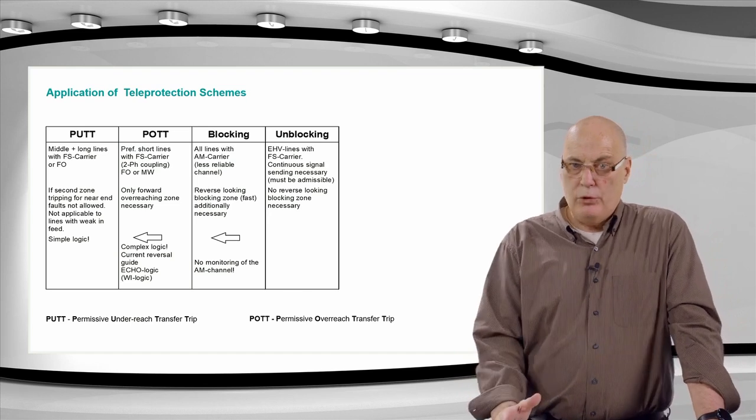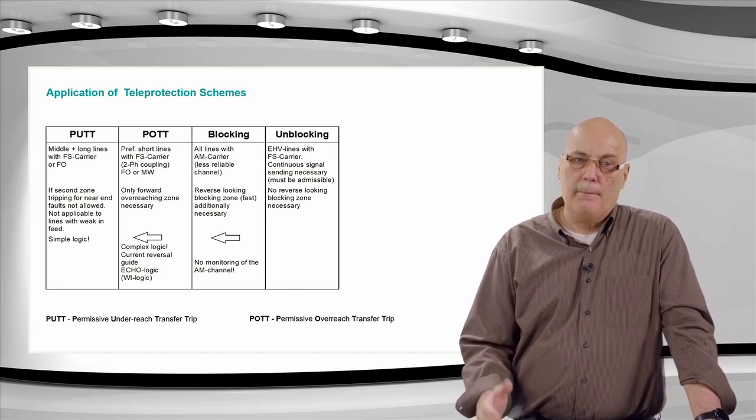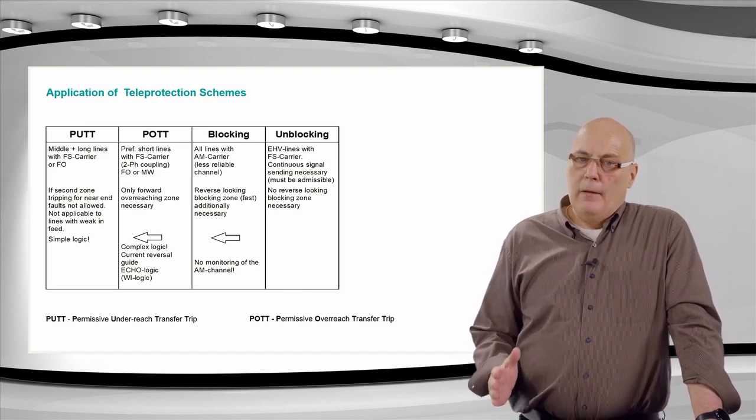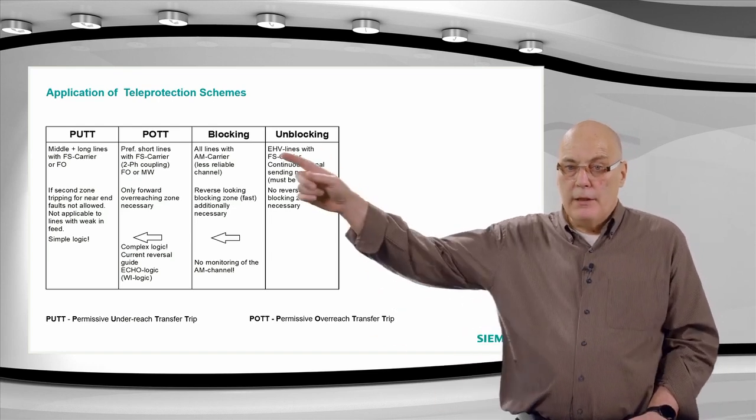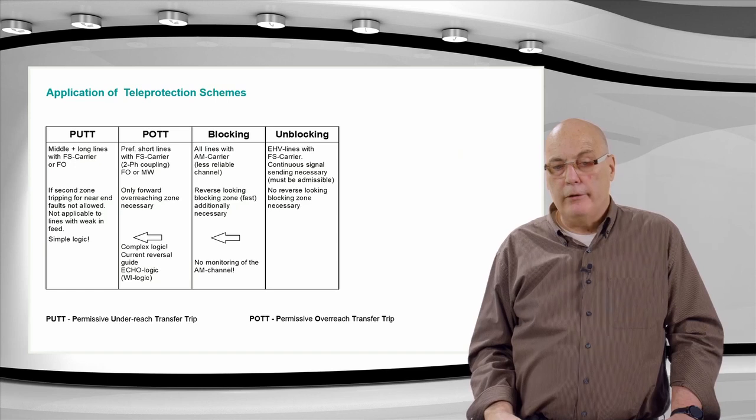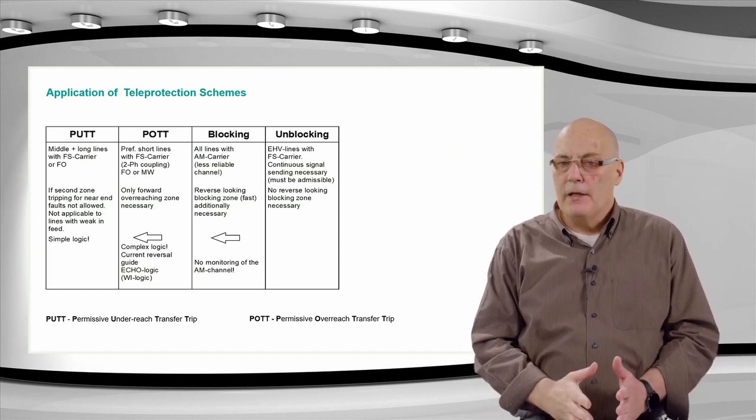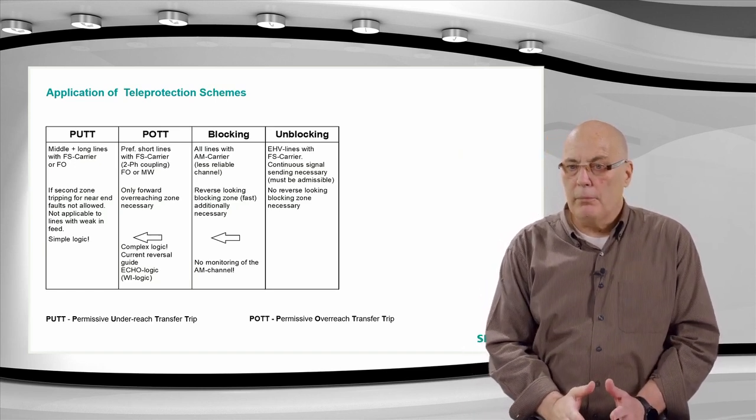The three schemes we're really looking at initially are the PUTT, POTT, and blocking. Starting with the blocking scheme. The blocking scheme, as you can see in the title here, talks about AM carrier. It is not restricted to that, but it's giving a little bit of the background.